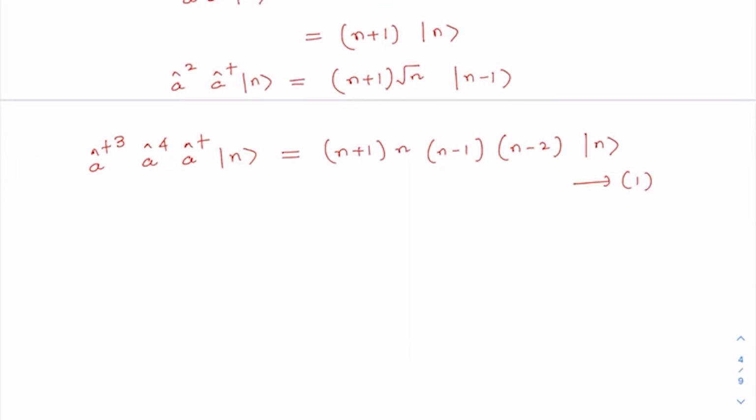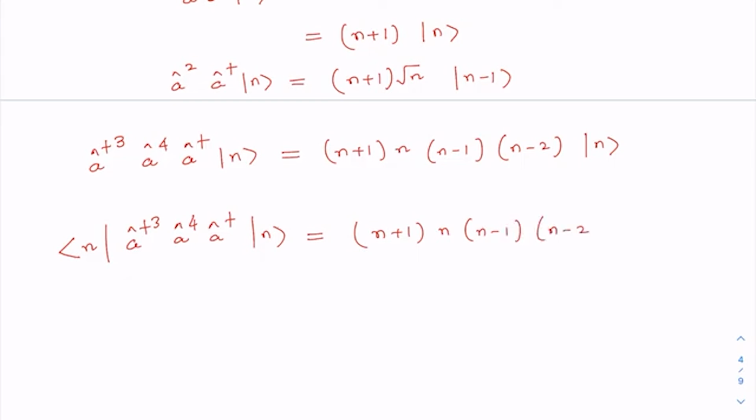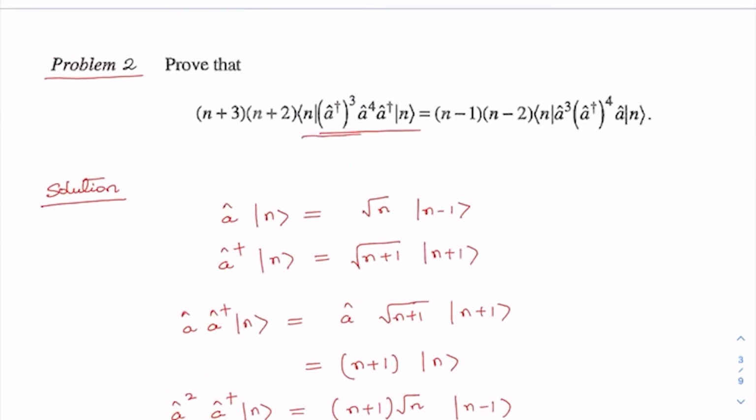Now if I multiply on the left-hand side by bra n, then I will get simply (n plus 1) n (n minus 1) (n minus 2). Okay, so this is what I will get. So we have basically worked out this part.